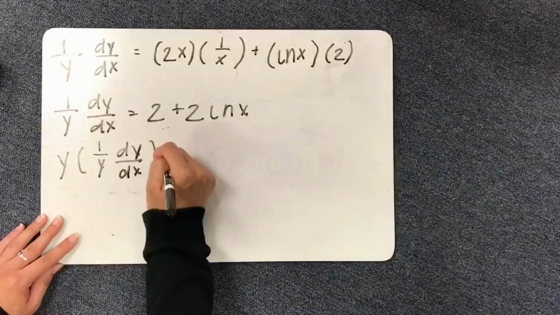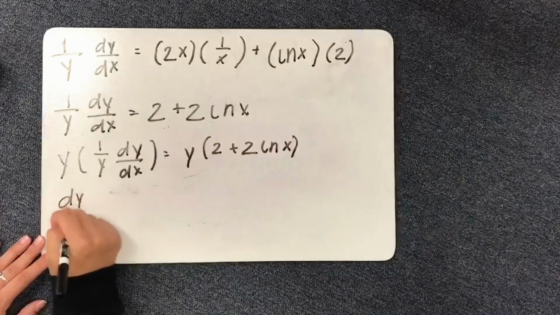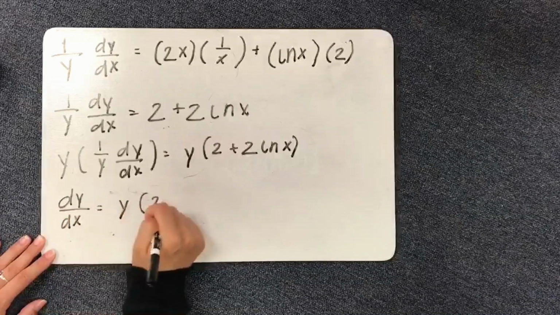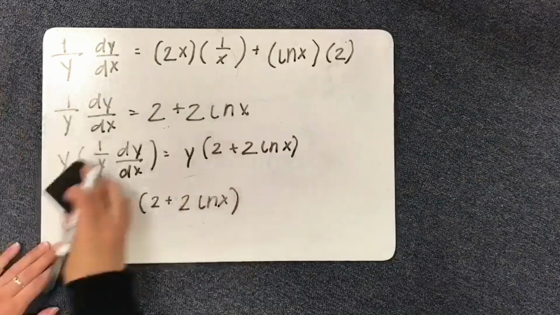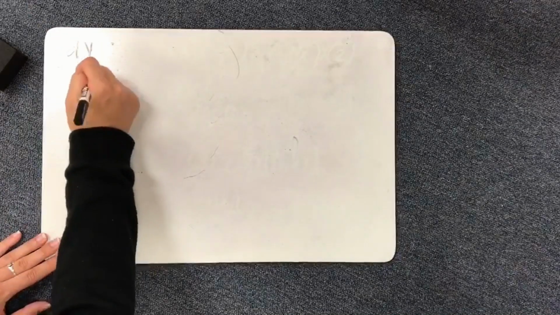To finish solving for dy dx, we have to isolate dy dx. To do this, we should multiply both sides by y. This leaves us with dy dx equals y times 2 plus 2 times the natural log of x.